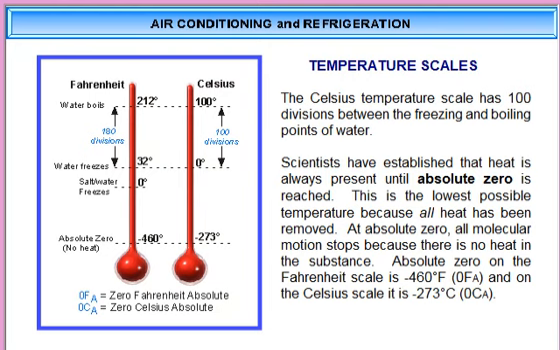Scientists have established that heat is always present until absolute zero is reached. This is the lowest possible temperature because all heat has been removed. At absolute zero, all molecular motion stops because there is no heat in the substance. Absolute zero on the Fahrenheit scale is minus 460 degrees Fahrenheit, and on the Celsius scale it is minus 273 degrees Celsius.